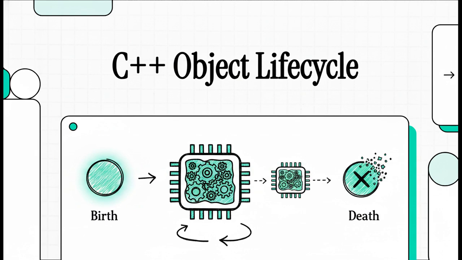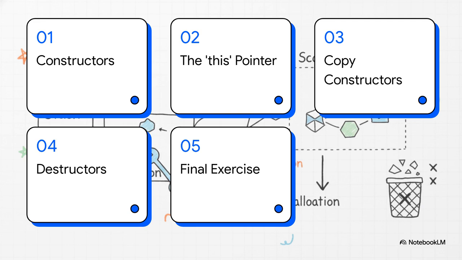By the end of this explainer, you are going to have a rock-solid grasp of exactly how objects come to life and how they gracefully exit your programs. Okay, let's dive into this. Here is our roadmap for today. We'll be covering constructors, the this pointer, copy constructors, destructors, and then we'll wrap up with a final exercise.